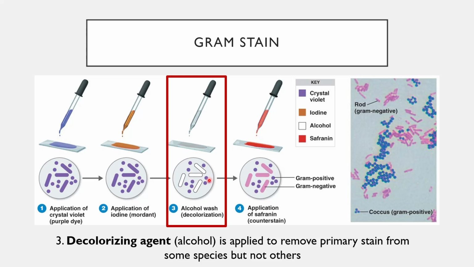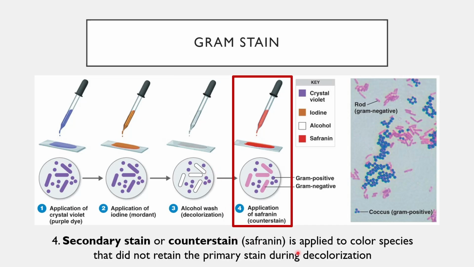In the fourth and final step, a secondary stain or counterstain, which in the Gram stain is safranin, is applied to color the species that lost their color during the step 3 decolorization. At the end, if you have a mixed sample, you can end up with some cells that have a purple color retained from the very first step of applying crystal violet, and some that have a pink color that came from the fourth step of counterstaining with safranin. Safranin is a pink reddish colored dye, which is named after the reddish colored spice saffron.